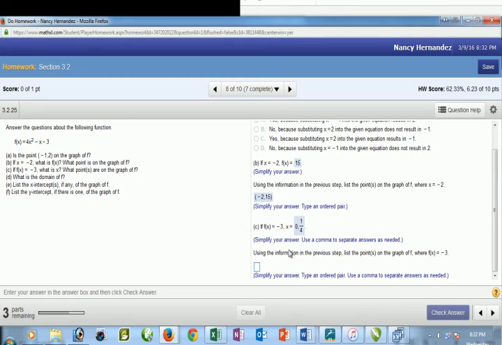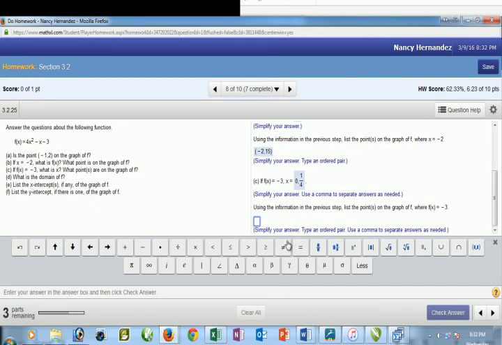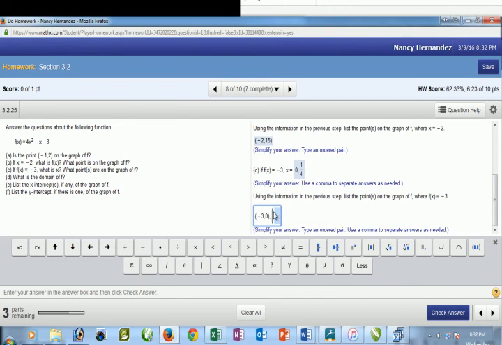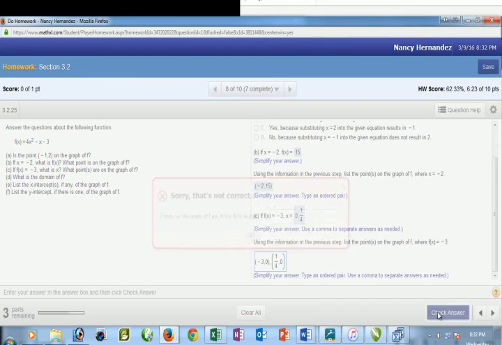Now it says use the information produced and list the points. Well, you know they're what? X-intercepts. So it's telling you that my y is what? -3, comma 0, and what else? 1/4, comma 0. Make sense? Cool. Check the answer.